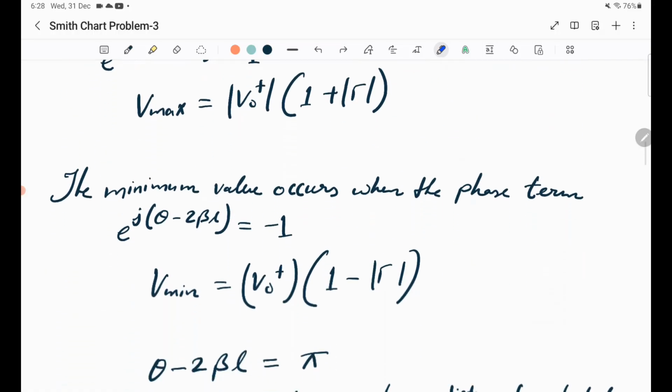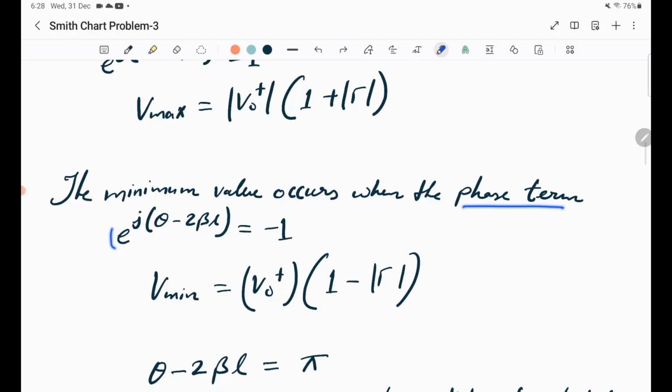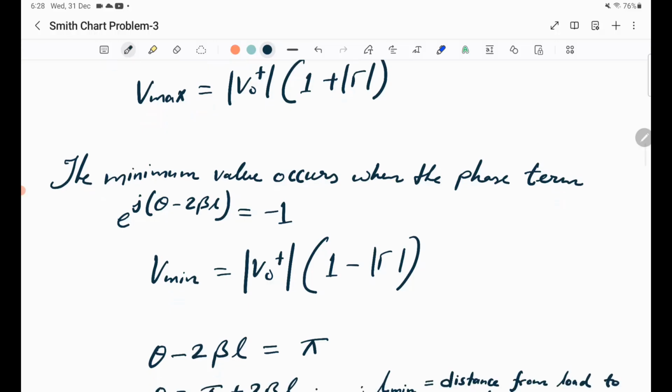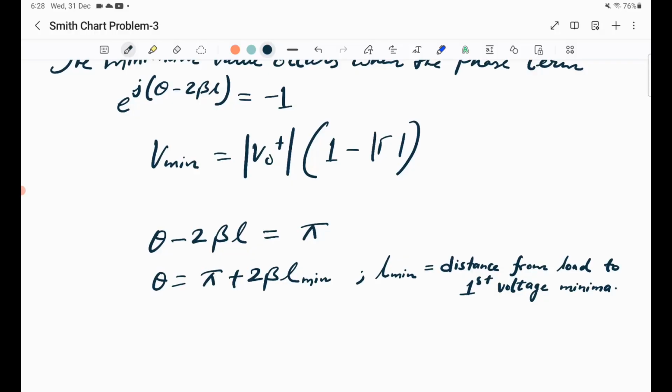And the minimum value will occur when the phase term, that is e to the power j theta minus 2 beta L, is equal to minus 1. So V min is equal to mod of V0 plus times 1 minus mod of reflection coefficient. In the question the position of V min is given. Therefore we will use this particular condition.